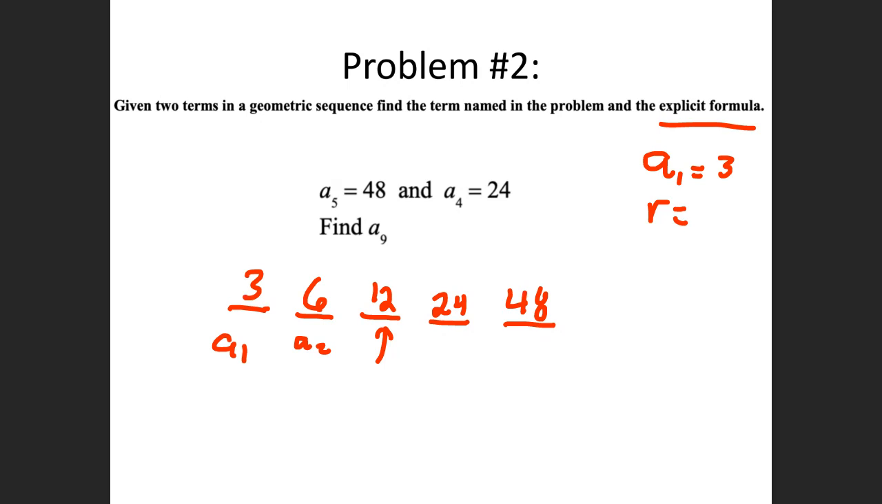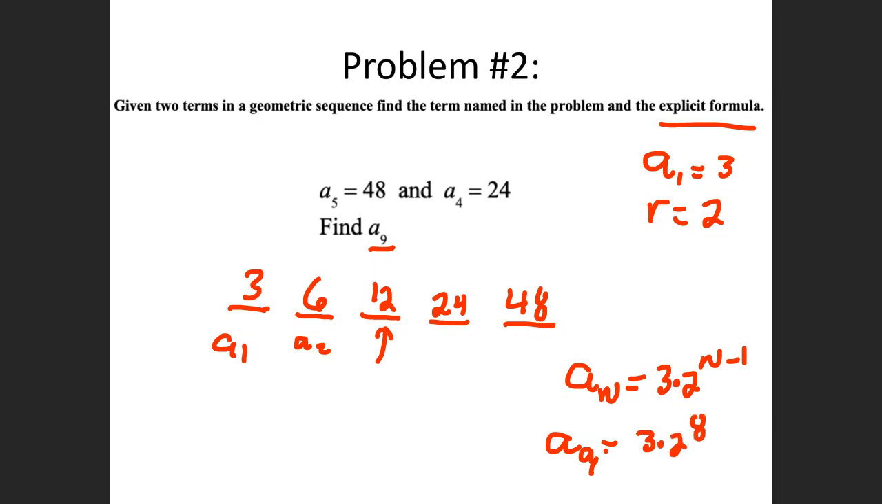2, right? 3 times 2 is 6. 6 times 2 is 12. 12 times 2 is 24. So r is 2. So my explicit formula, a sub n, is equal to 3 times 2 to the n minus 1. Now, it asked me to find a sub 9. So that means I have to put 9 in here. So a sub 9 is equal to 3 times 2 to the 8th power, right? To the 8th power, not the 9th power, because it's n minus 1.